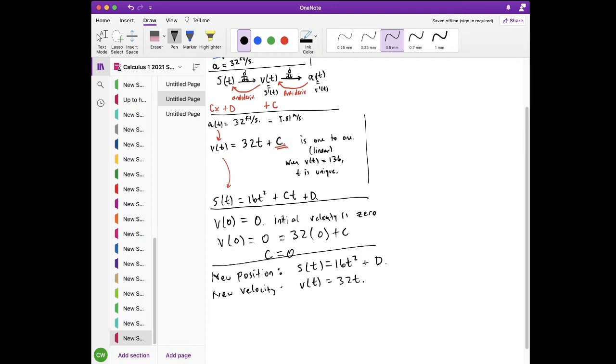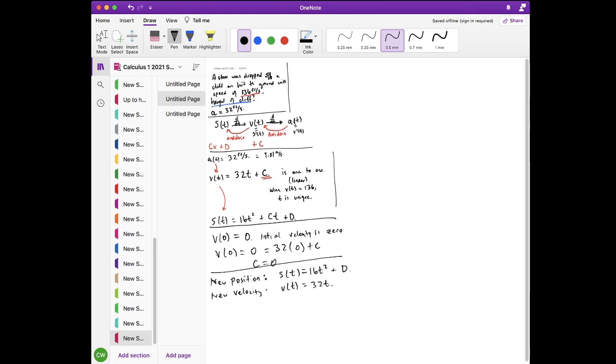Okay, so now that we know v of t is equal to 32t, what can we do with the 136? We can actually calculate it now, right? If v of t is 136, then we can exactly find out what t is. I cannot do that in my head. So what is that? 136 divided by 32, yeah, thanks, is 4.25.